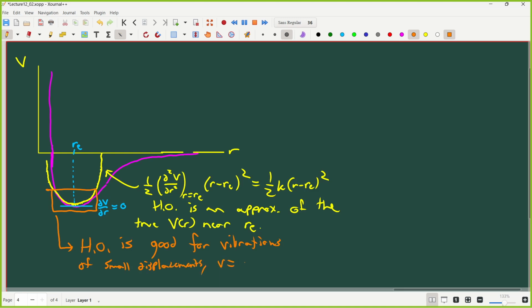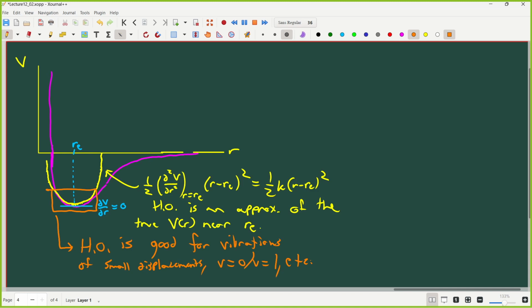Say v equals 0, v equals 1, etc. Okay, right? So it makes a good approximation for things near the bottom of the potential, but the further we go up towards the dissociation limit, the worse it gets. All right? So remember, it's just an approximation.